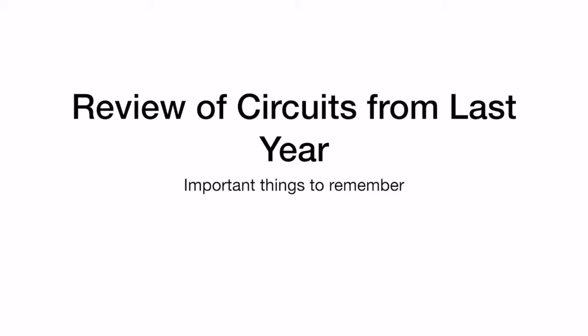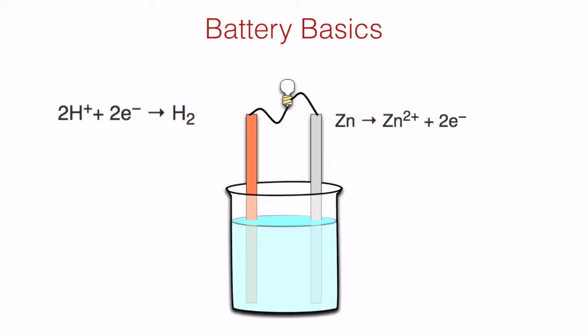Okay, today I'd like to talk to you about some of the things we learned about circuits last year. I want to start with batteries, and I want to remind you that batteries are a device where chemical reactions are able to produce electrical energy.